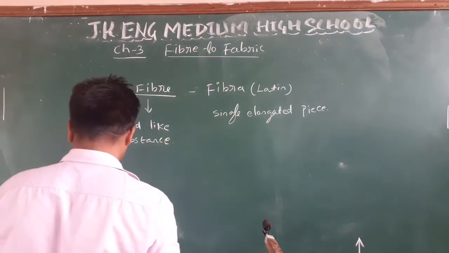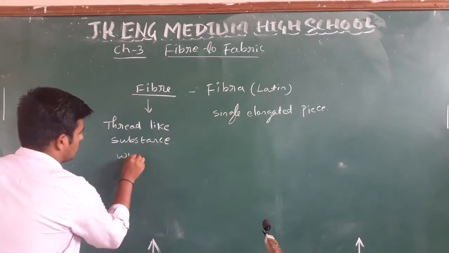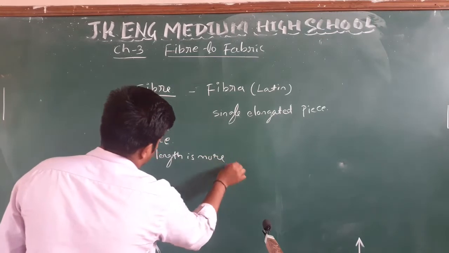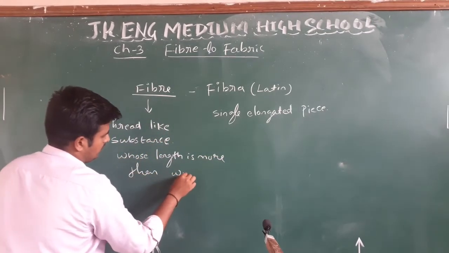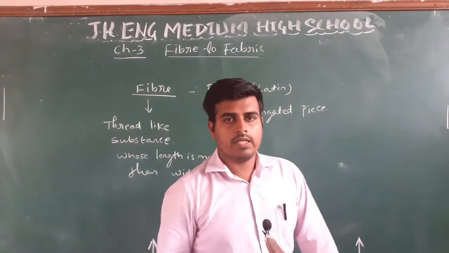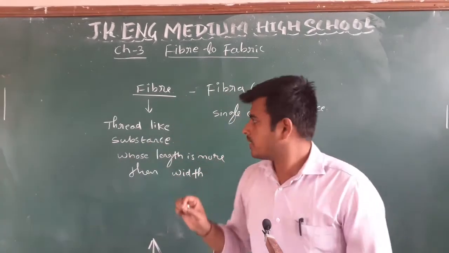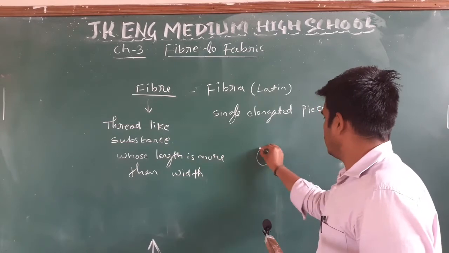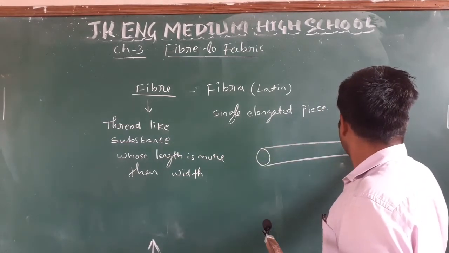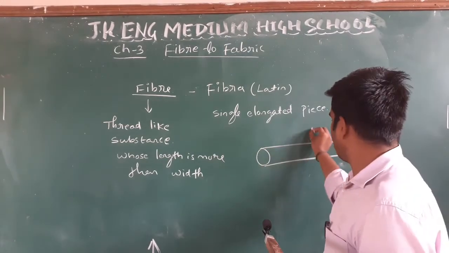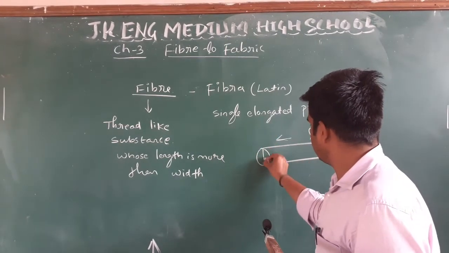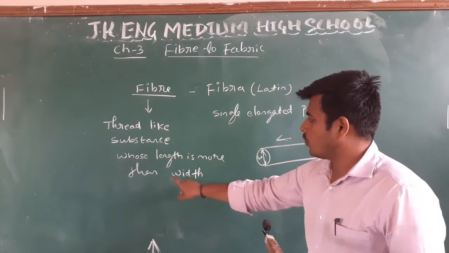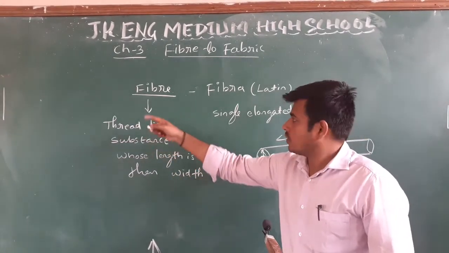The exact meaning of fiber in English is a thread-like substance whose length is more than its width. This is the width and this is the length. A thread-like substance whose length is more than its width is known as a fiber.